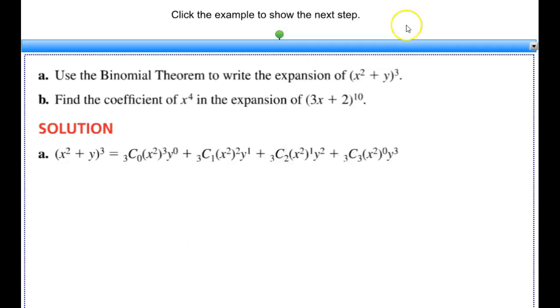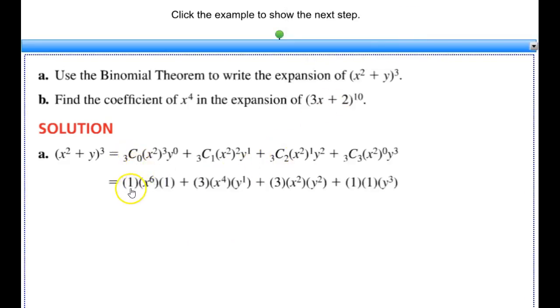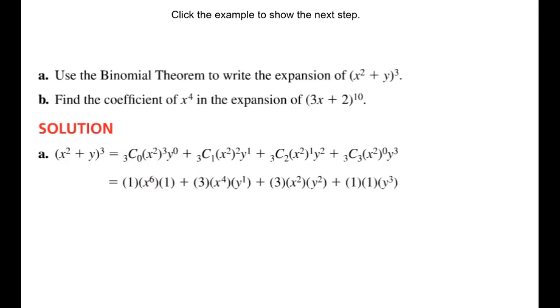Oh, and my calculator died. So all of these numbers, let me just underline them. These numbers right here are found by using your combinations. These are your combinations, right? And so we can just put these into our calculator and find those values.